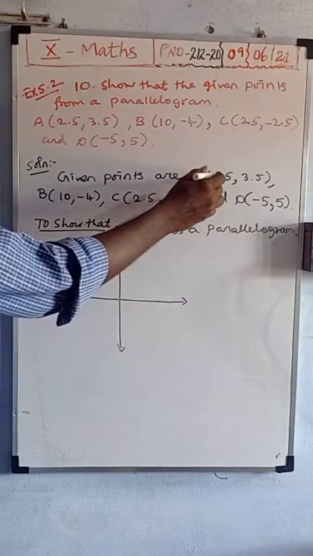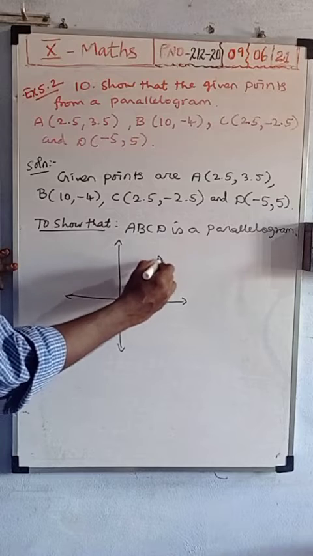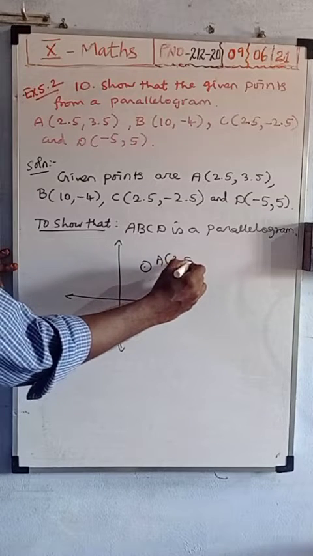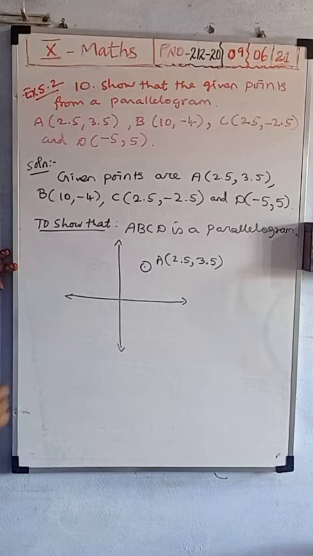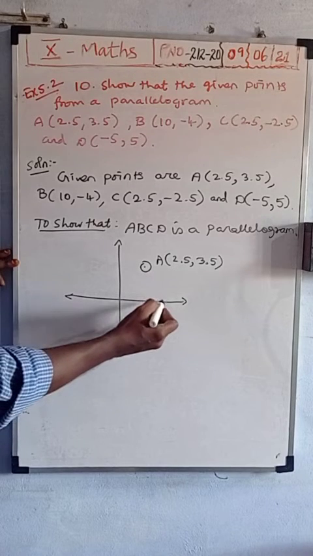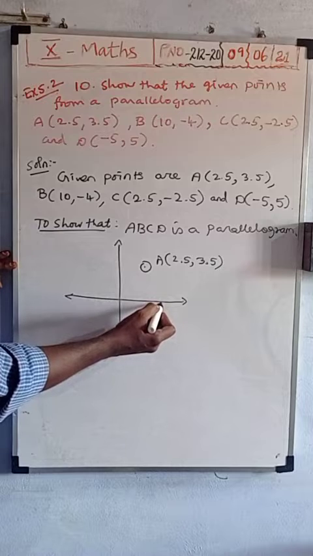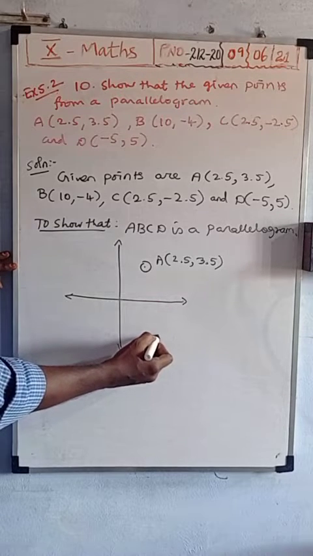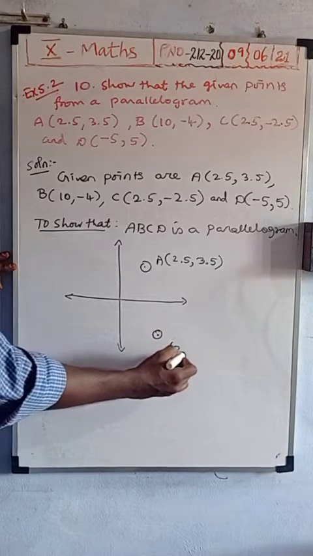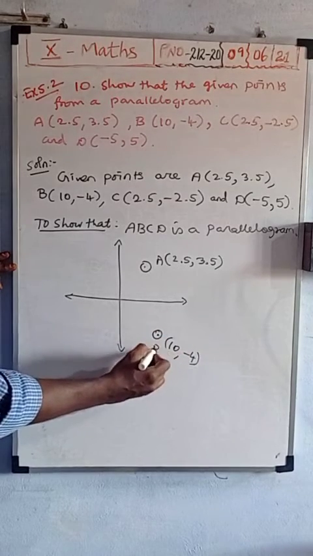So both also positive means here we will get A point (2.5, 3.5). Next, B point: x-axis positive, y-axis negative. That is (10, -4), where you will get x-axis positive, y-axis negative. Here (10, -4) is B point.